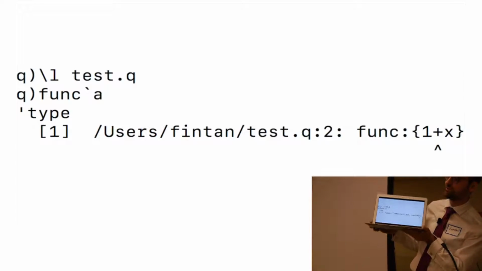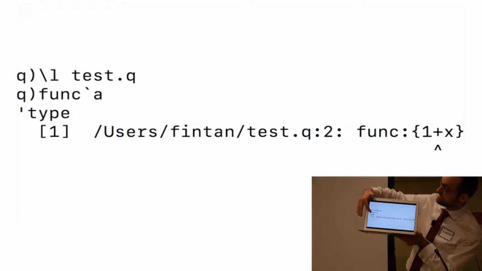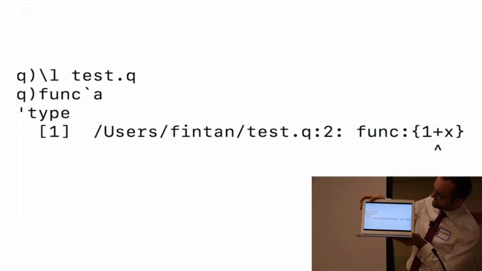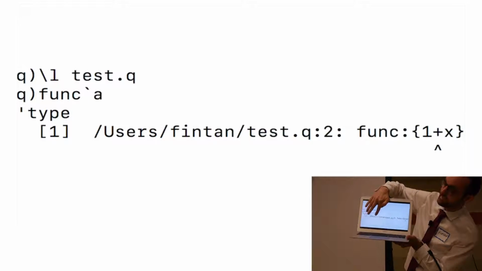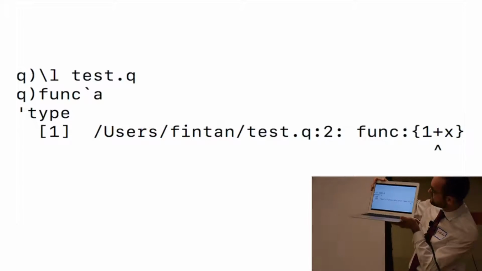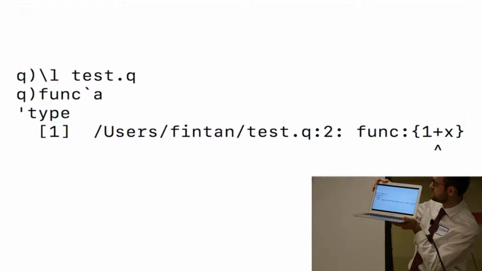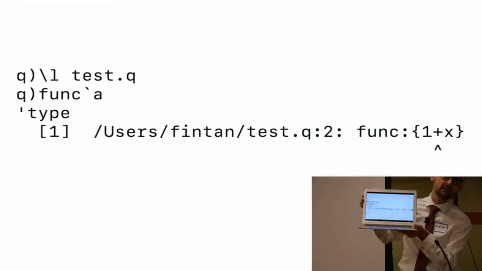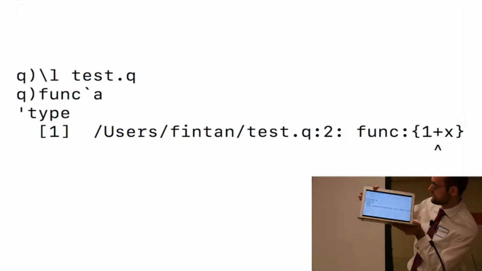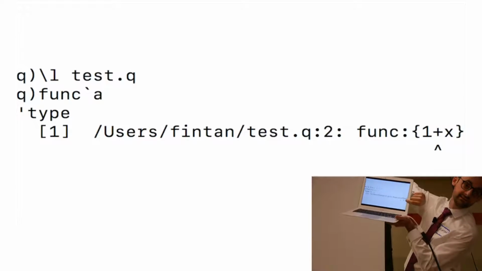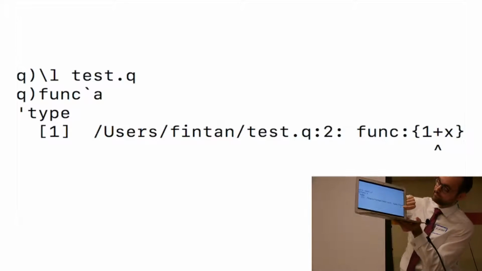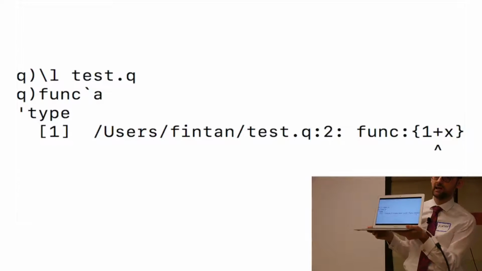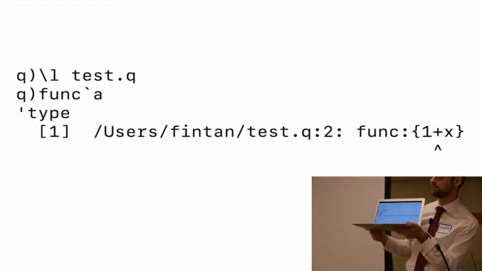So now we give you a bit more information. You see that you still get that friendly type error, but then below you'll get the actual list of the file names. So you'll see it's user/fintan/test.q, and then you'll see 2, which indicates the actual line number of the function that caused the error. And then you'll see that there's a caret underneath the plus, which is the operator that actually failed. Okay? So that's kind of the basis of the debugger.